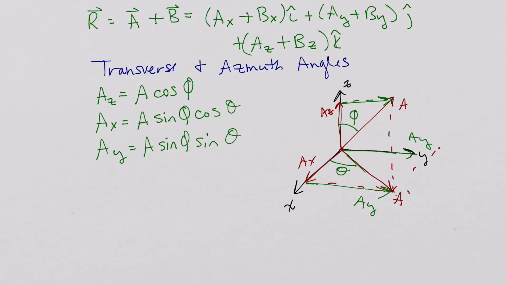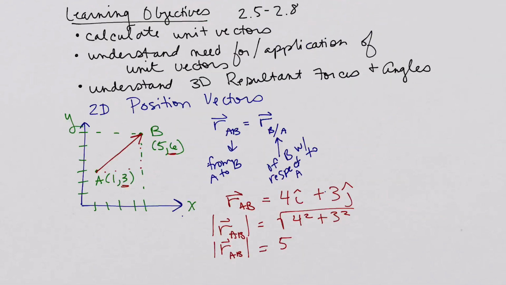But with that, I think we've hit our learning objectives. We calculated unit vectors, did a little review of that, and talked about some of the need and application of unit vectors. They tell us position, tell us direction of the vectors, and then understand 3D forces, resultant forces, and angles. And I recommend that you look at the book, sections 2.5 to 2.8.